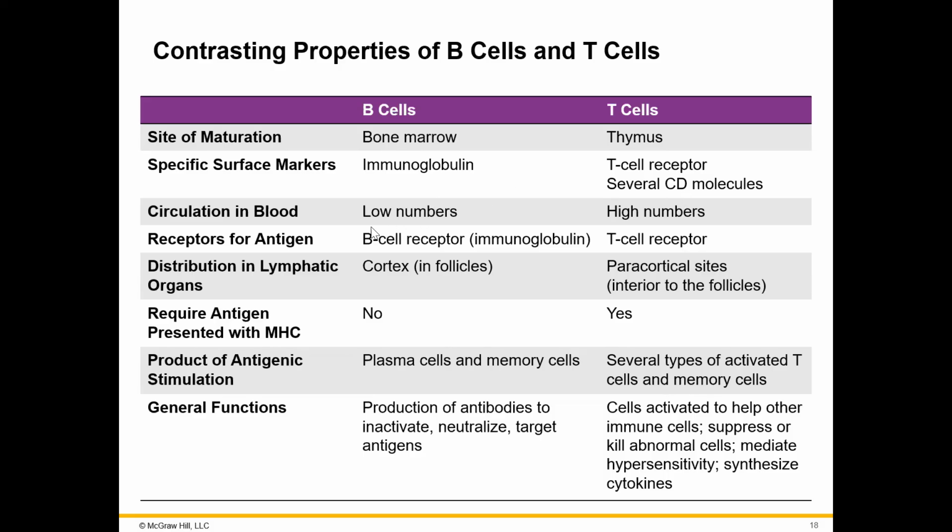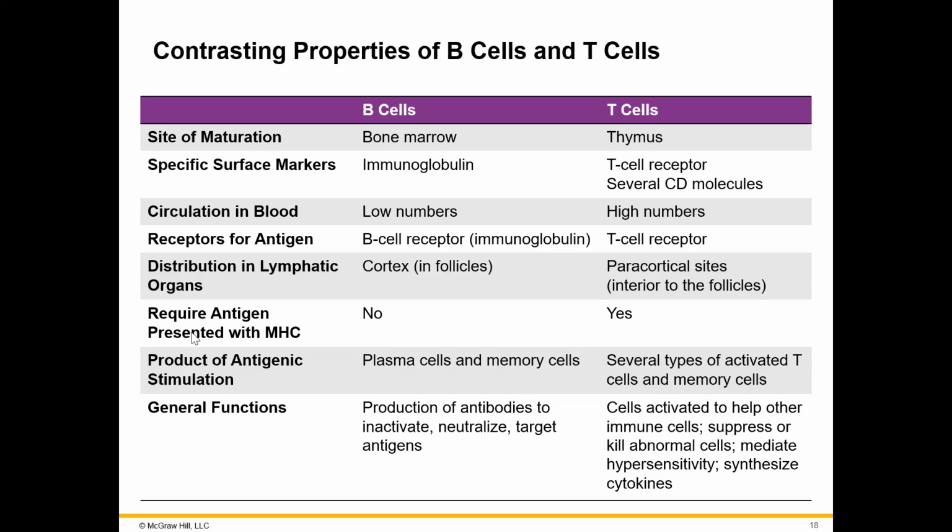Circulation in blood, B cells would find low numbers, T cells high numbers. Receptors for antigen, in B cells you find the B cell receptor or immunoglobulin, and in T cells you find T cell receptors. Regarding the distribution in lymphatic organs, B cells you'll find in the cortex in the follicles, and T cells you'll find in paracortical sites, which are interior to the follicles.